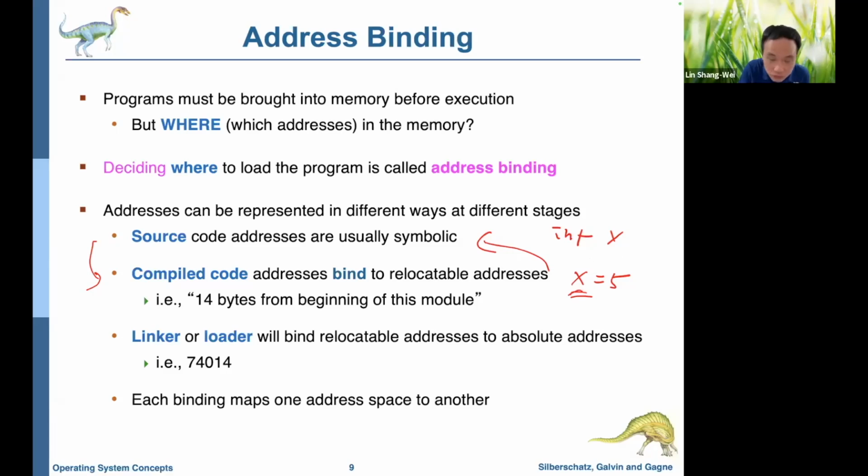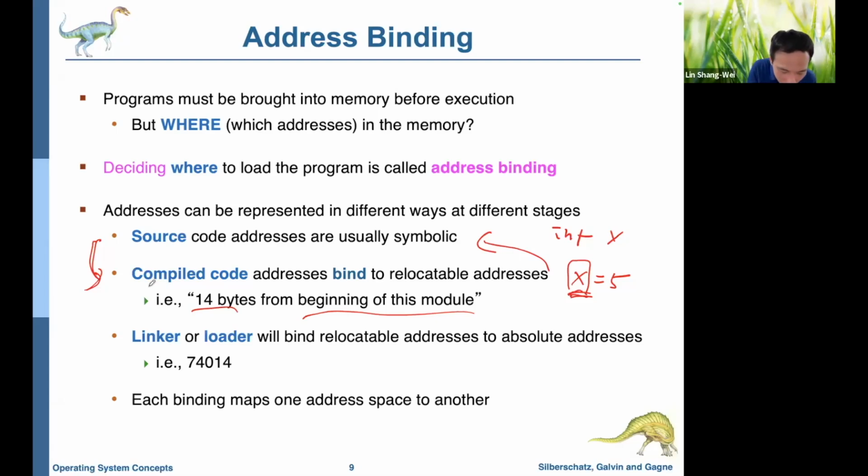But during the compile time, you need to assign an address to this variable. For example, this x is located in the 14 bytes starting from your program. So this is what is done by the compiler. Meaning that your symbolic representation, this variable name, becomes a number, an address. This is not the absolute address. This is a relative, relocatable address, starting from the beginning of your file or beginning of your module. Then I'll show you an example.